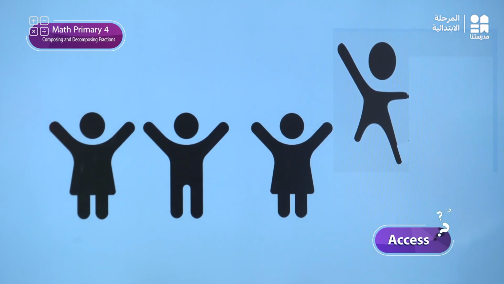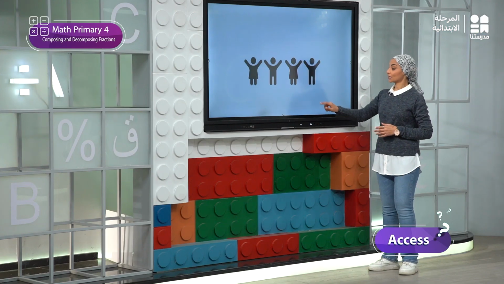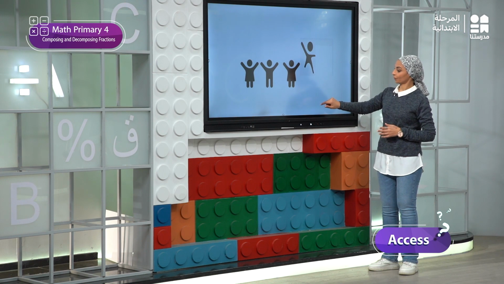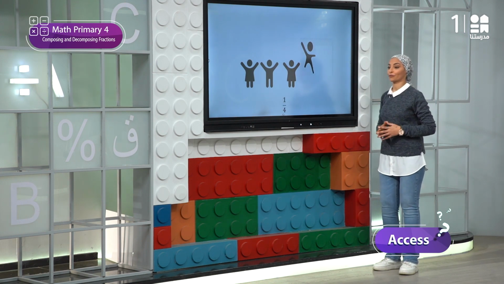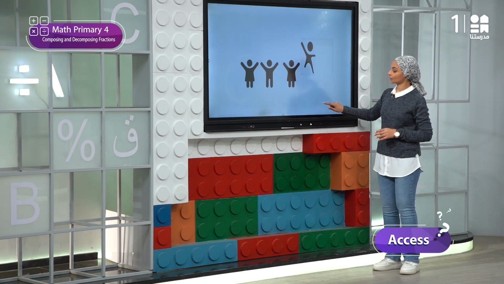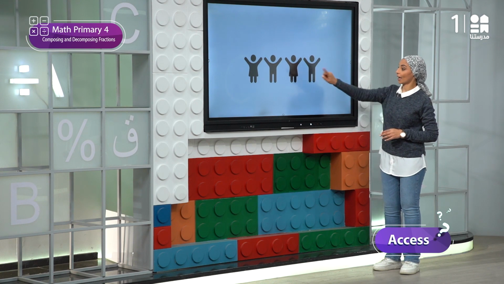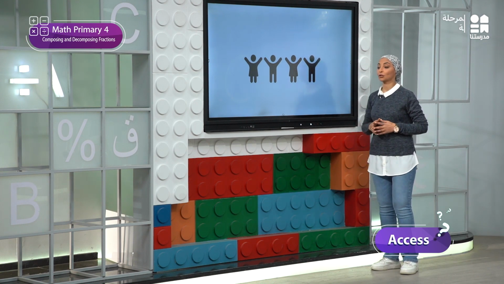As you can see in front of us, one student jumped in the air and that represents a unit fraction, which is 1 over 4. Okay, 1 over 4. One student jumped up, so 1 over 4. In the second picture, we have the same group of 4 students that I picked.